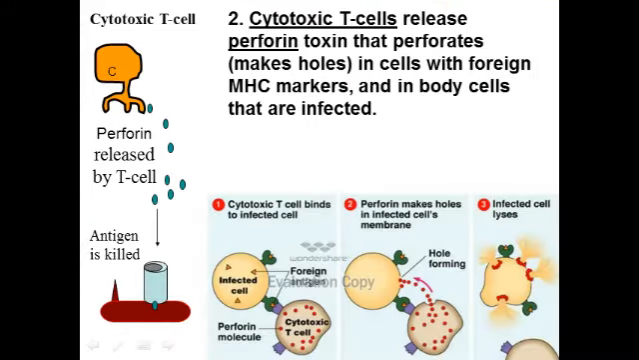The cytotoxic T cells used to be called killer T. I like that old name. They release a perforin toxin, and it perforates. It makes holes in any antigens that have the foreign MHC marker. And you see my diagram here. There's that cytotoxic. It's releasing perforin, and it punches a hole right through the antigen and kills it.